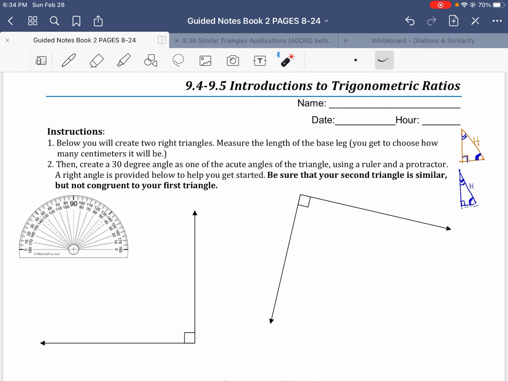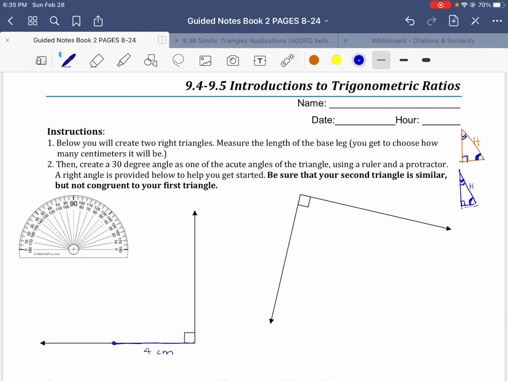So when we look at this, below you're going to create two right triangles, and we're going to show how the angles create similar triangles. And so these ratios can be consistent. So first of all, we're going to measure the length of a base leg. Now you get to choose how many centimeters you want it to be. So I did this specifically already, and I am going to use the length measures that I made. So let's say I take my ruler and I measure the bottom here, and I measure out, let's say 4 centimeters. Okay, that's what I did earlier.